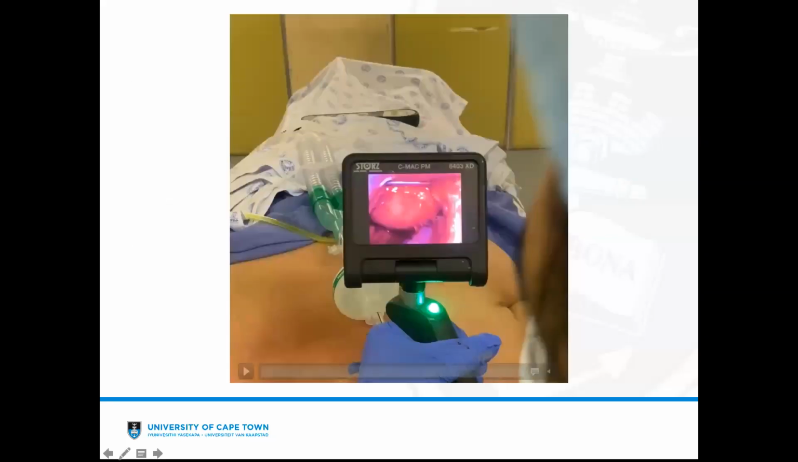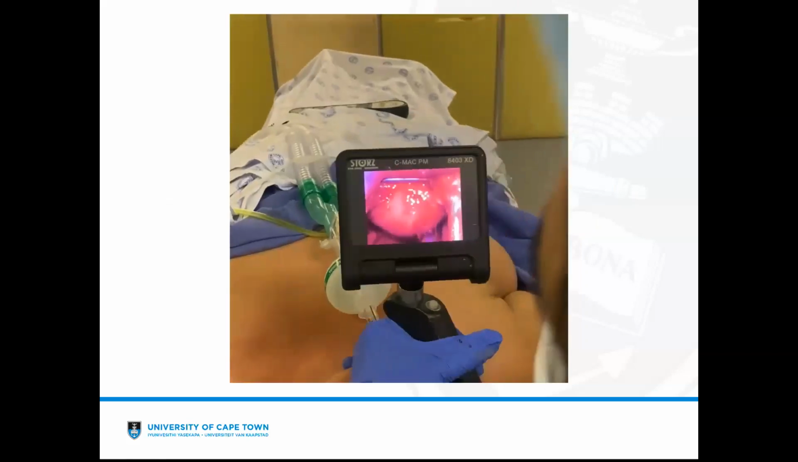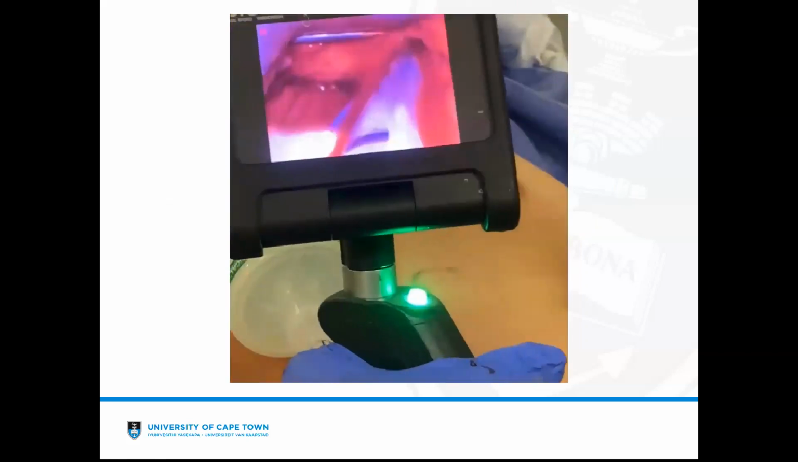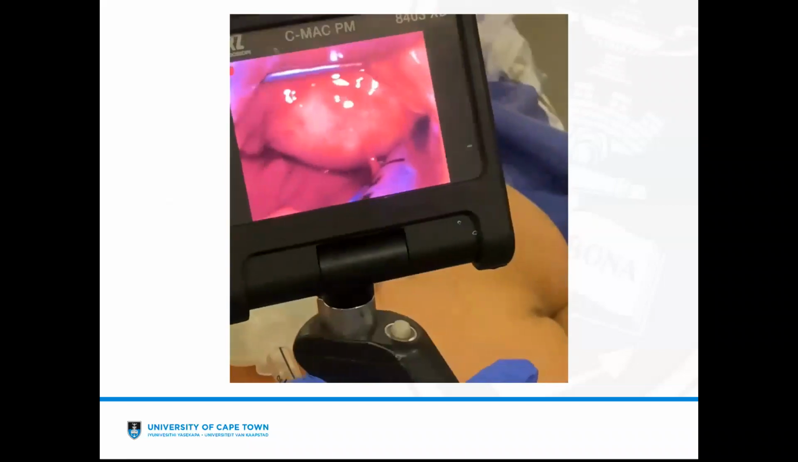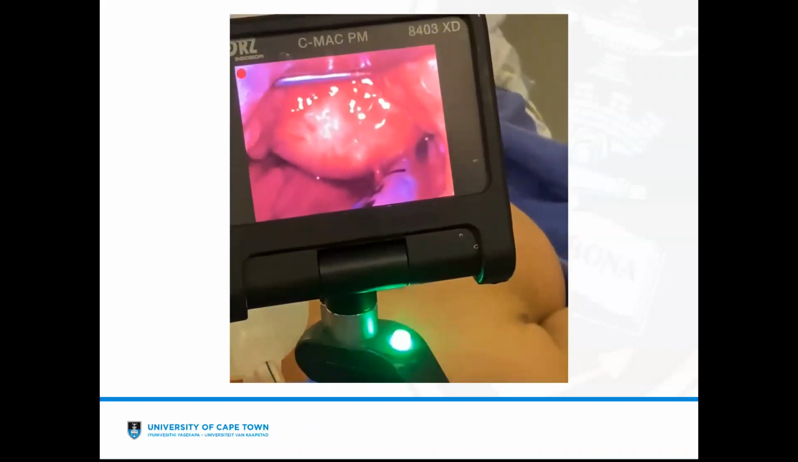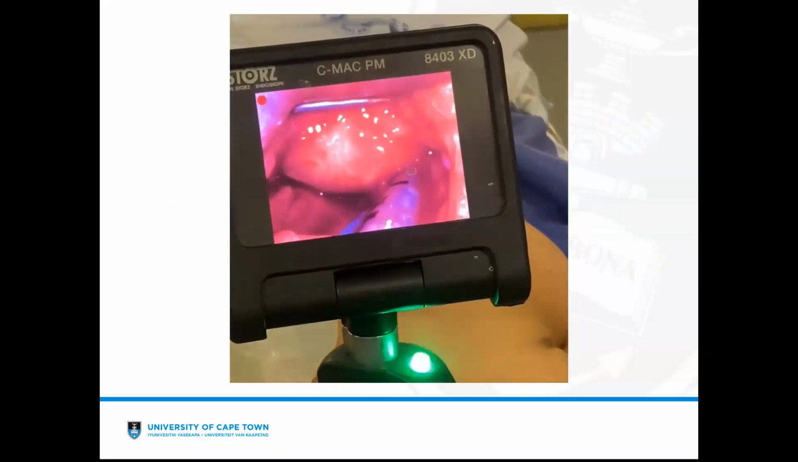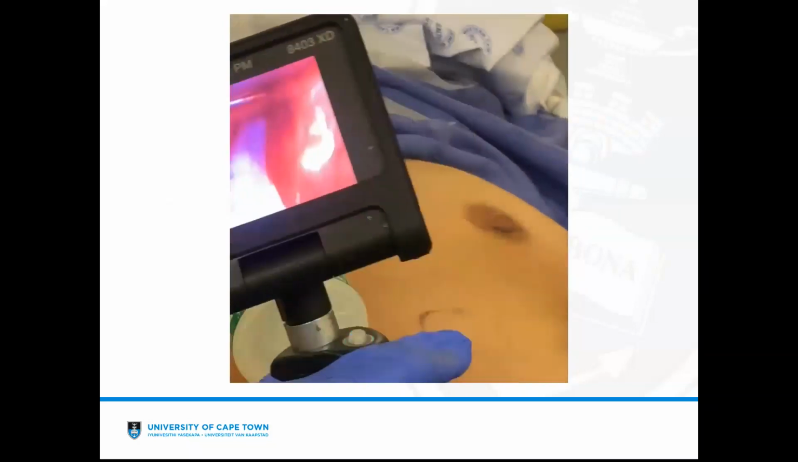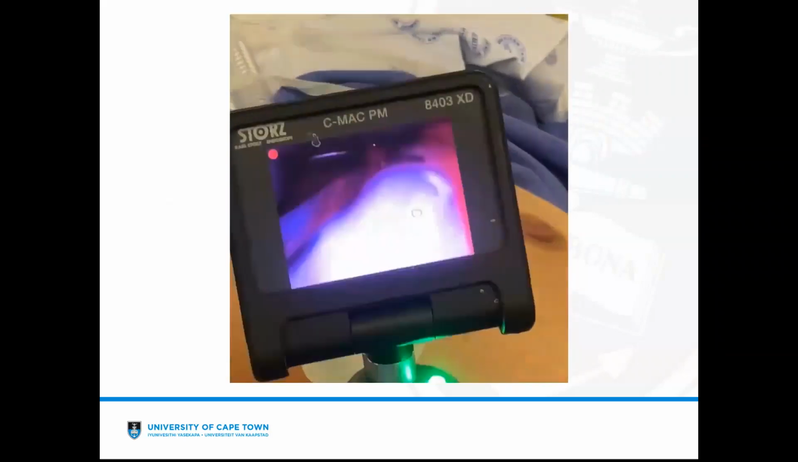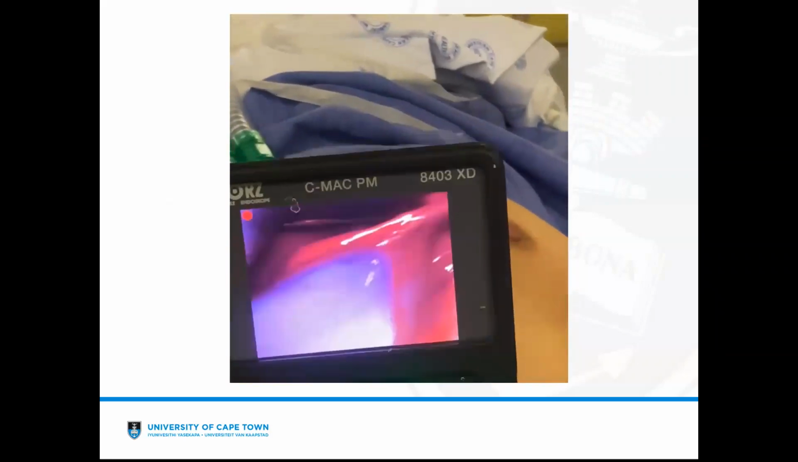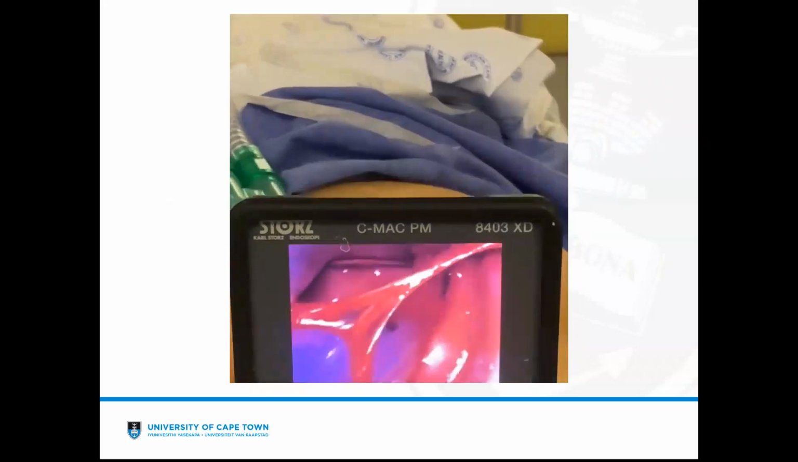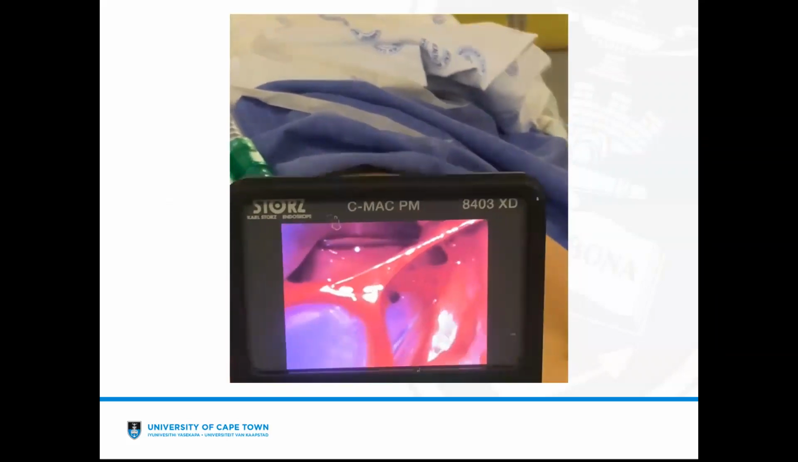One can appreciate on this video the lesion, which is a well-circumscribed large base of tongue mass. And even if we place the CMAC a bit further down, you can also appreciate how the epiglottis is completely free of this mass.